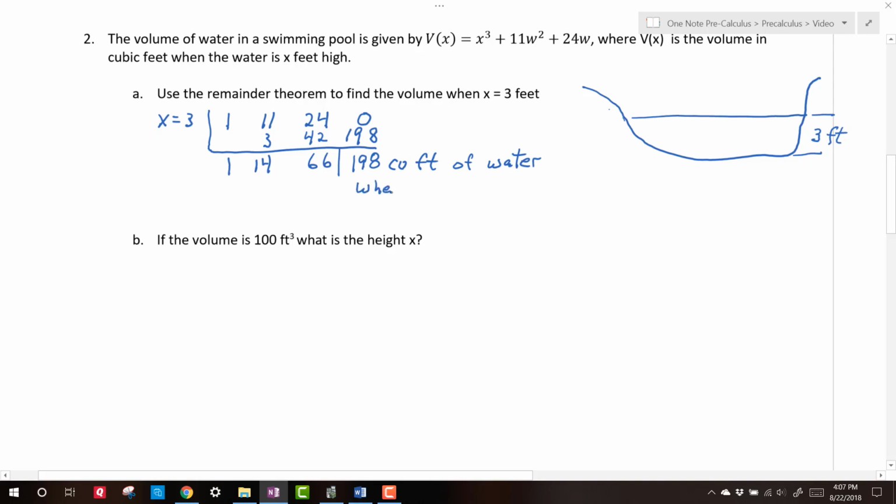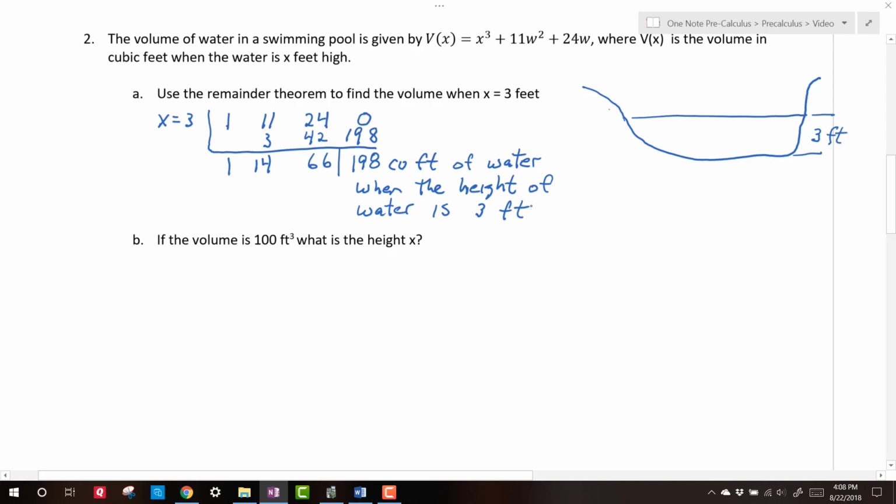When there is 3 feet, or I should say maybe when the height of the water is 3 feet. Okay?